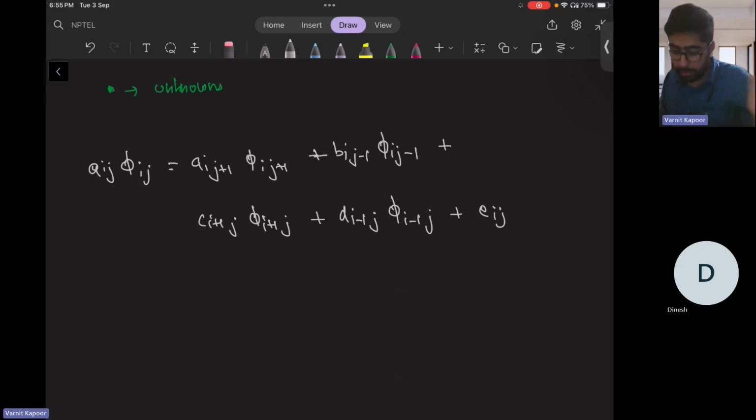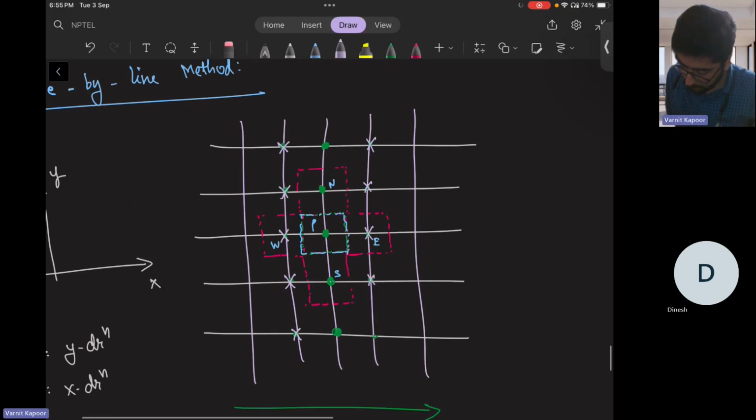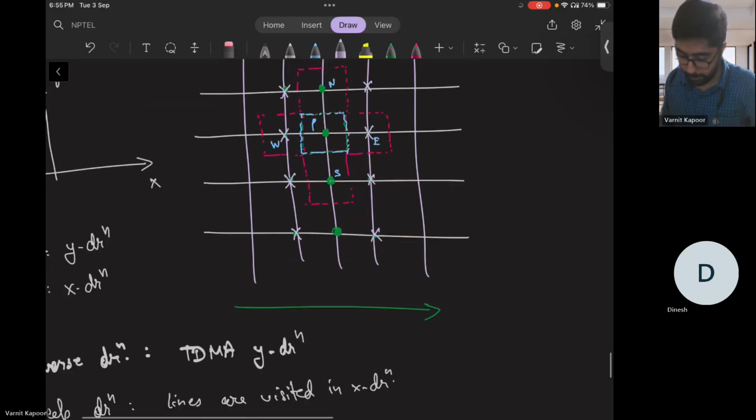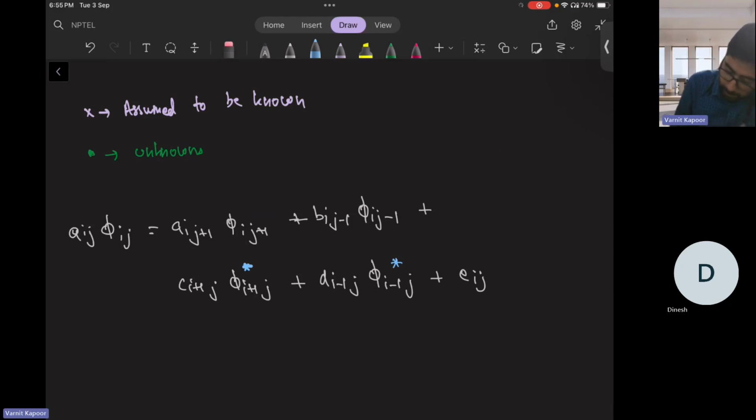So you can say the west nodes and east nodes are known. You assume that the west and east values in the x direction, all the values, are known. In the y direction, you don't know them. So these are the assumed values; you have assumed them, so I'll put a star for the east and west nodes. These values are known, so this whole part will be a constant value, that is nothing but Gij.